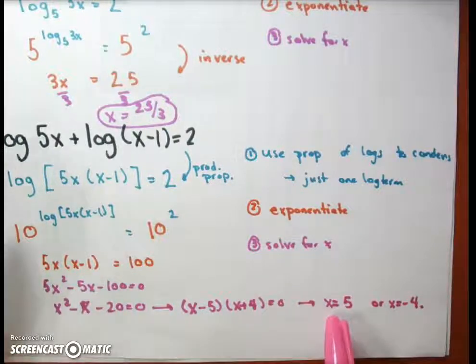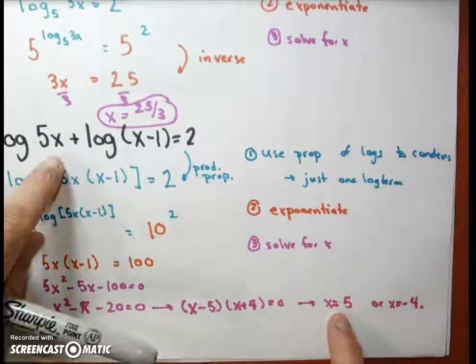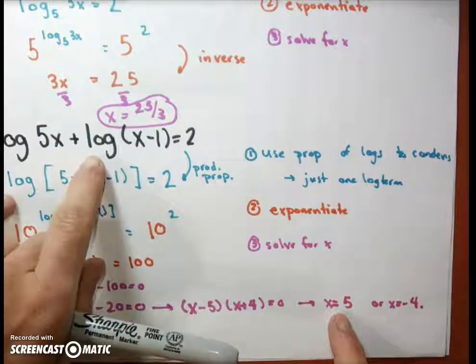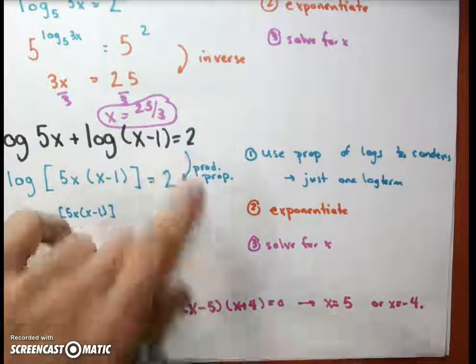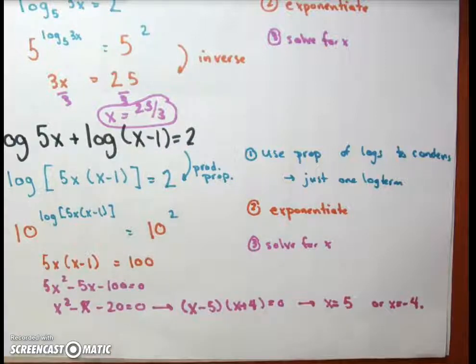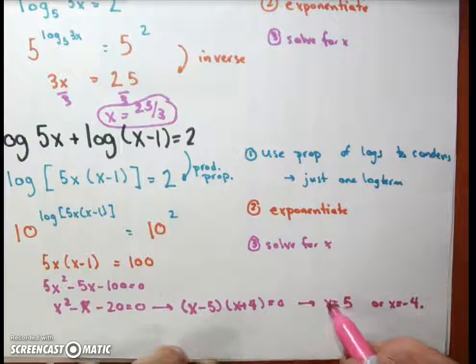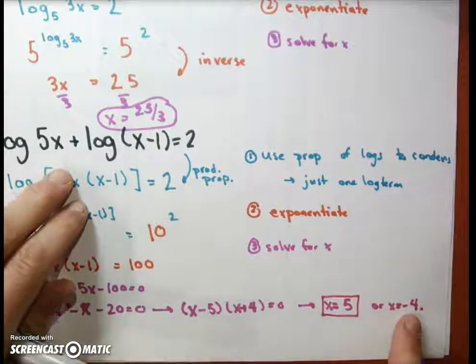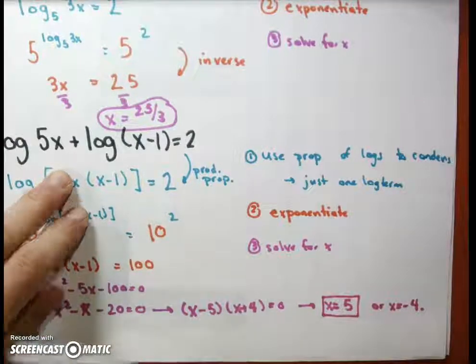But I want to check these back in the original equation. When I actually plug in 5 here, I get log of 25 plus log of 4 equals 2, and that's good. This is a solution. But if I plug in negative 4, then I'm taking the log of a negative number.